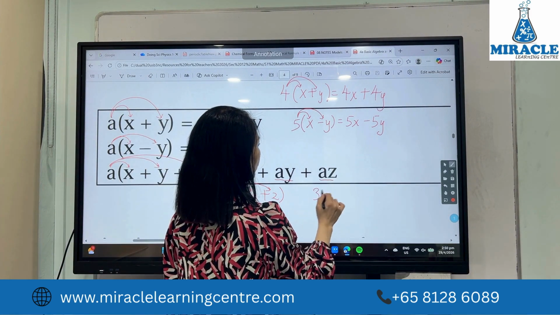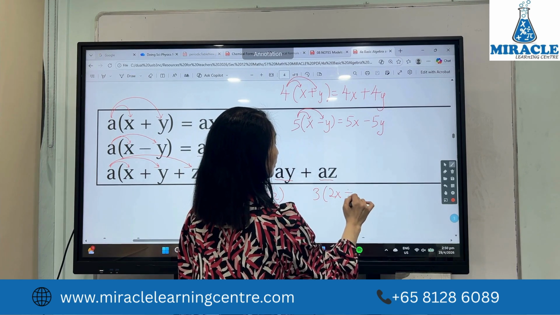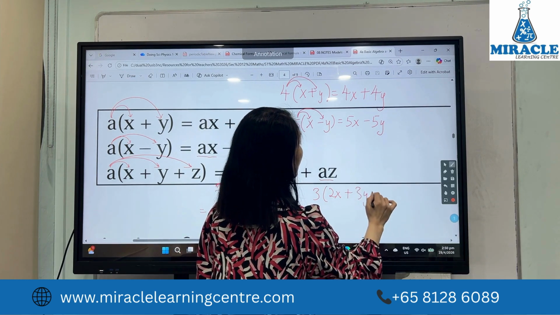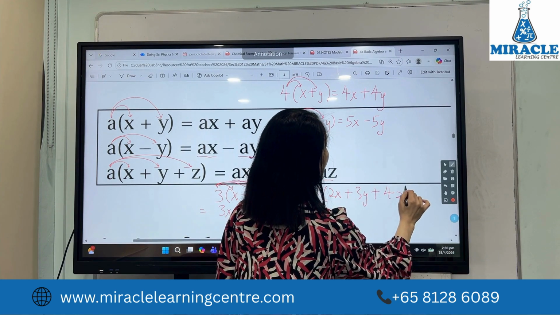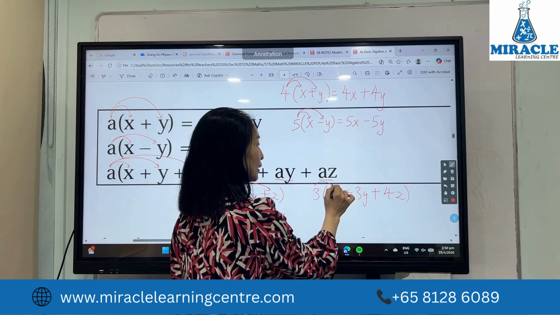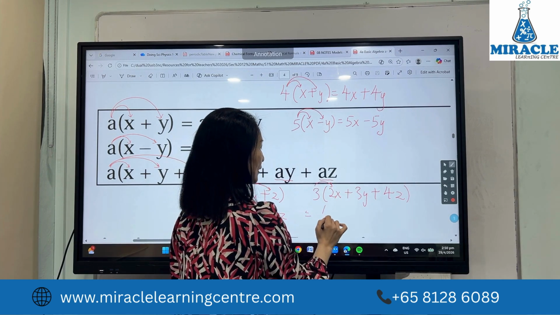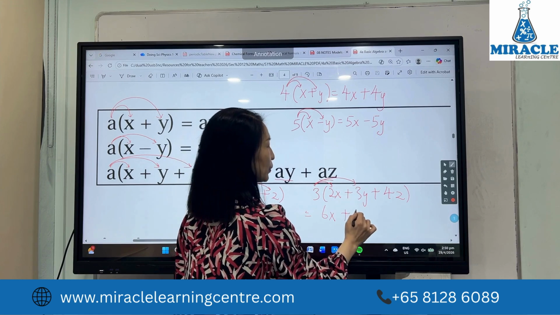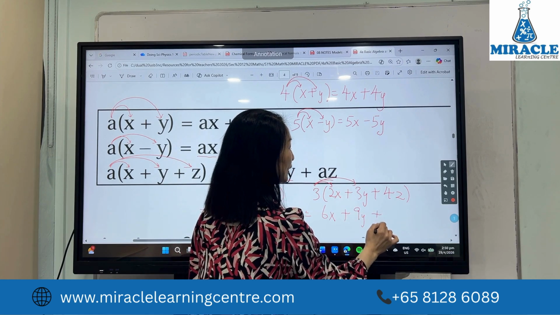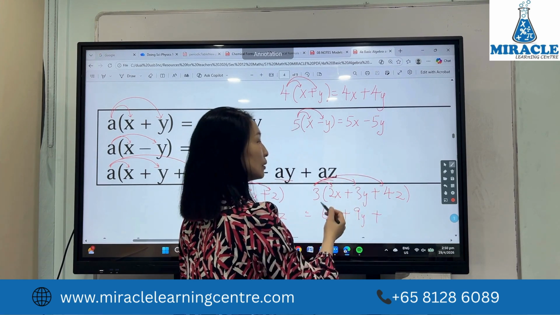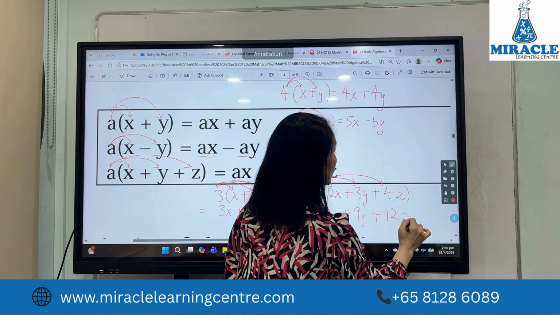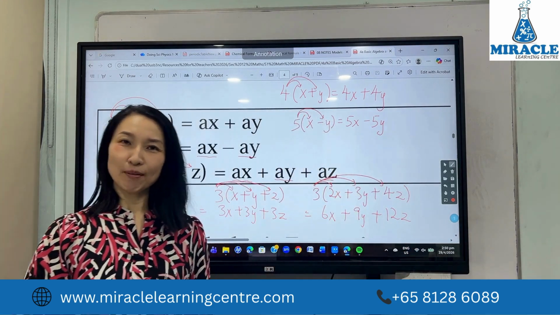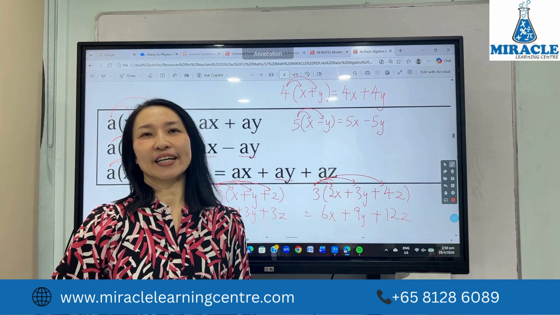For example, 3 bracket 2x plus 3y plus 4z. So you multiply 3 inside over here, so you get 6x plus 3 times 3 you get 9y. Then you multiply again to this one, you will get 12z. Okay, simple. Okay, this is basic algebra.